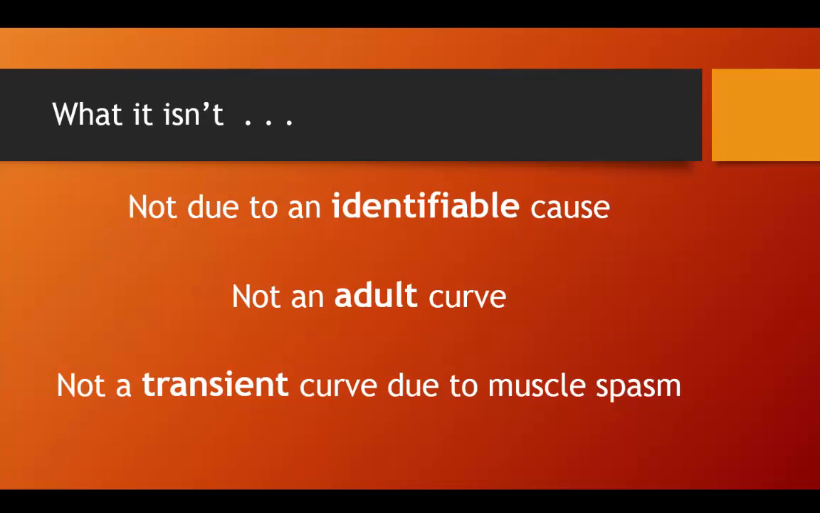Let's start with what it isn't. It's not due to an identifiable cause. It's not an adult curve, and it's not a transient curve due to muscle spasms secondary to pain.